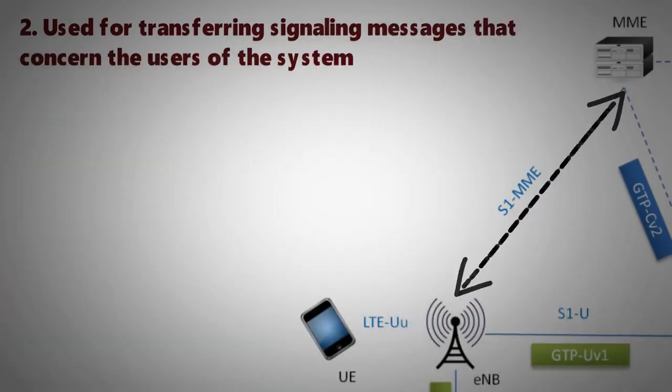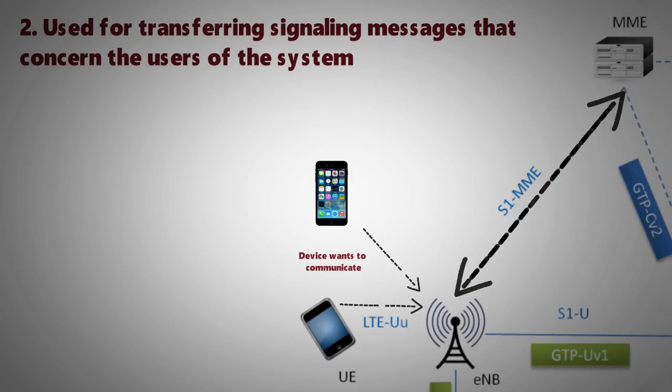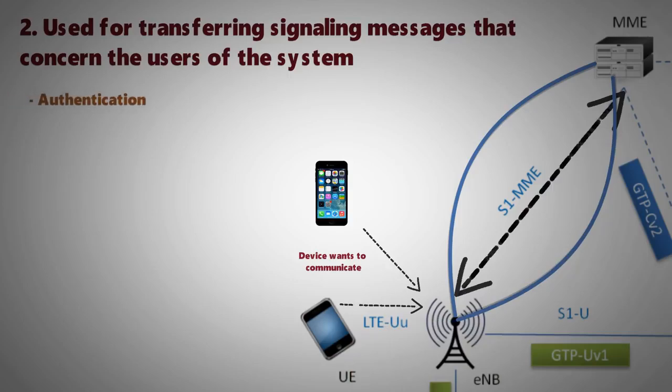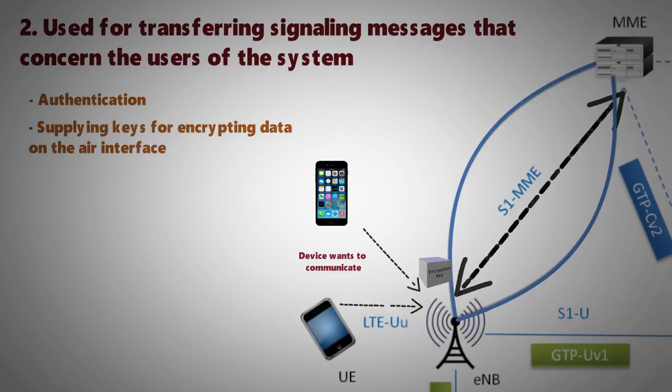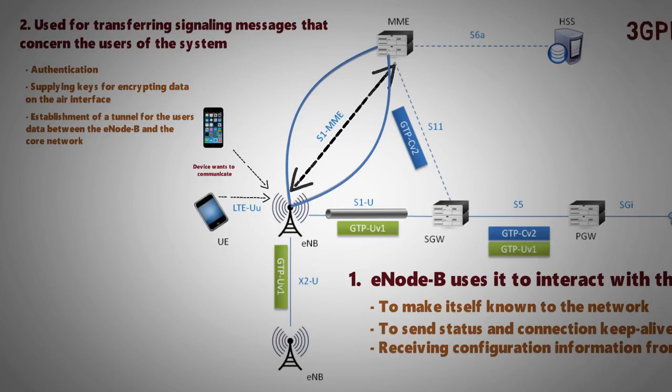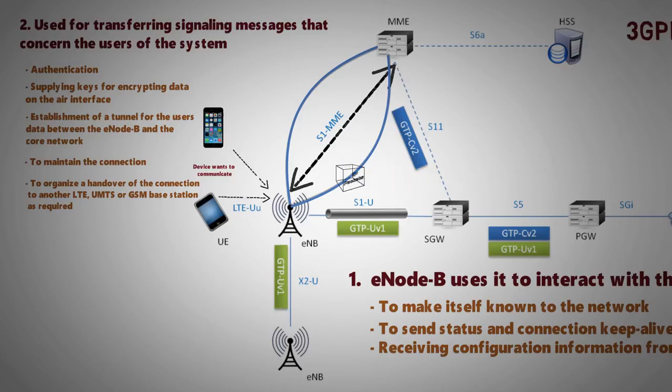For example, when a device wants to communicate using the LTE network, an individual logical connection has to be established, and the core network is responsible for authentication, for supplying keys for encrypting data on the air interface, and for establishment of a tunnel for the user's data between the eNode B and the core network. Once the user's data tunnel is in place, the S1 control plane protocol is used to maintain the connection and to organize a handover of the connection to another LTE, UMTS or GSM base station as required.